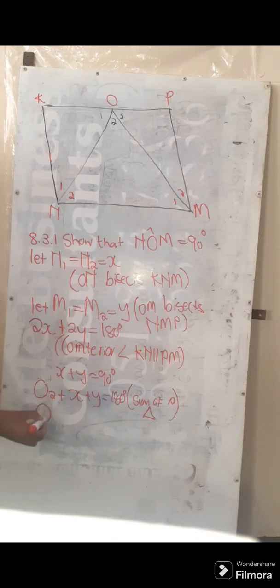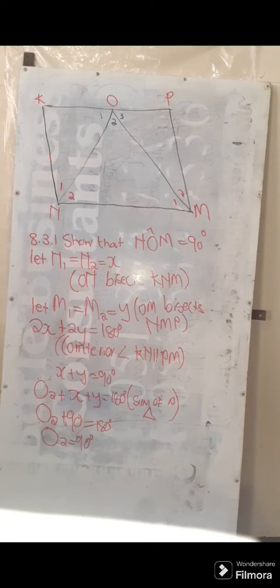So we are going to say O2 plus 90 equals 180 degrees, since the interior angles of a triangle sum to 180 degrees. When we move this over, it is 180 minus 90. Then we have proved that O2 equals 90 degrees. So you see that is 6 marks, and you have proved that O2 equals 90.